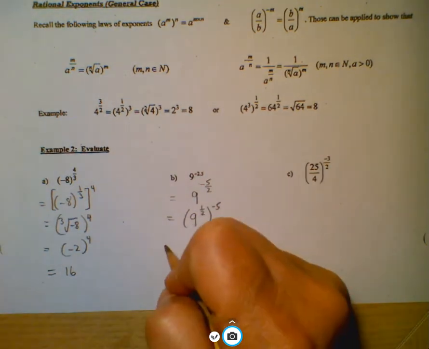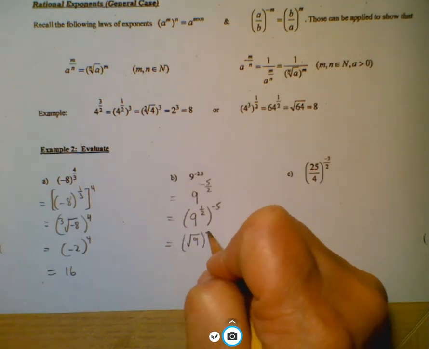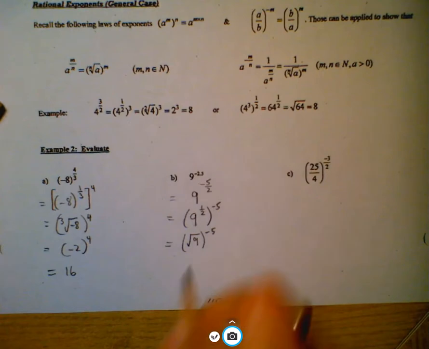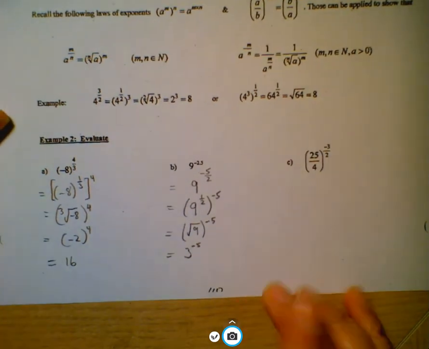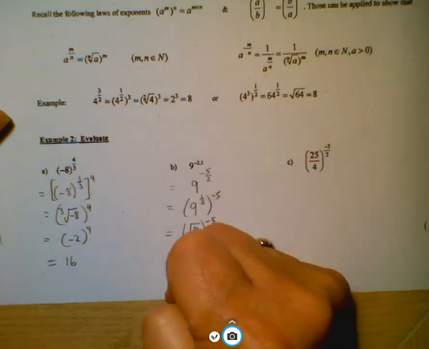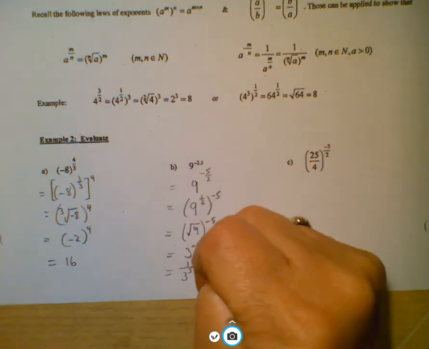Well, 9 to the half is the square root of 9. I won't even put the little 2 because we know square root. Square root of 9 is 3. And so now I have 3 to the -5. That's 1 over 3 to the +5. And how much is 3 to the +5? 3 times 3 is 9, times another 3 is 27, times another 3 is 81, times another 3 is 243.